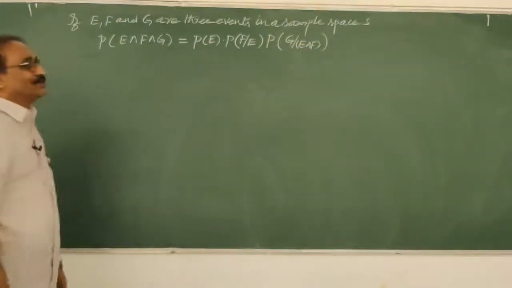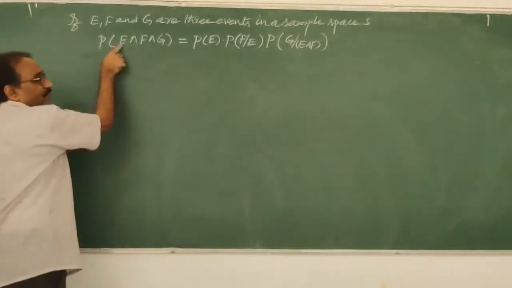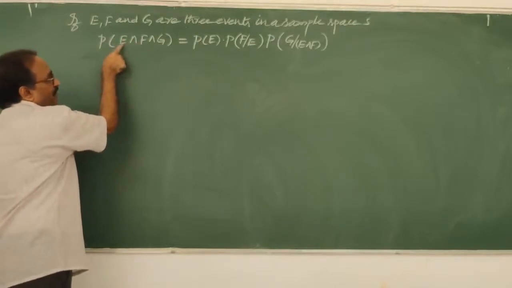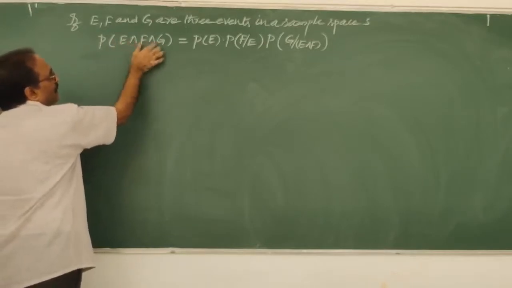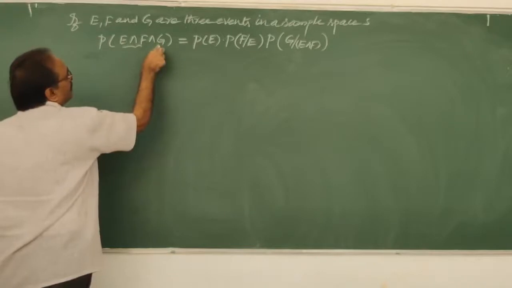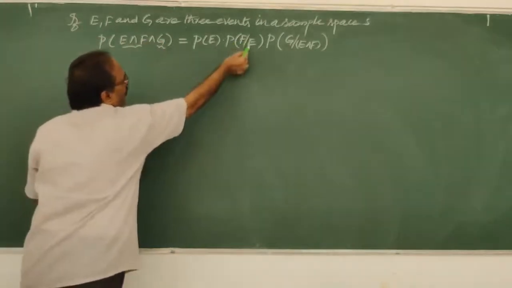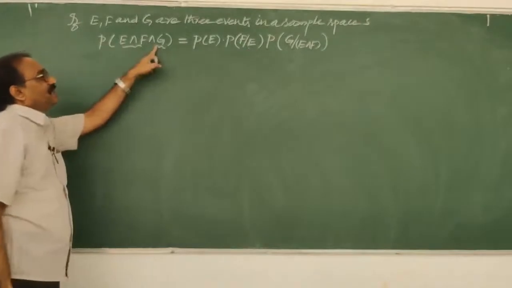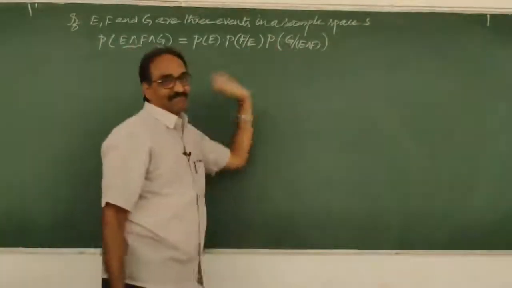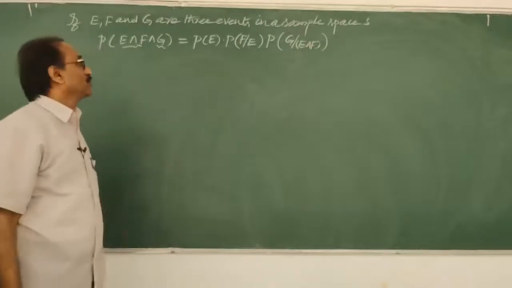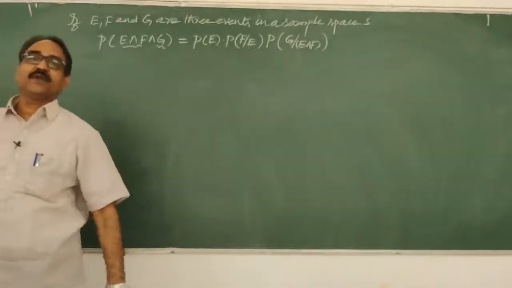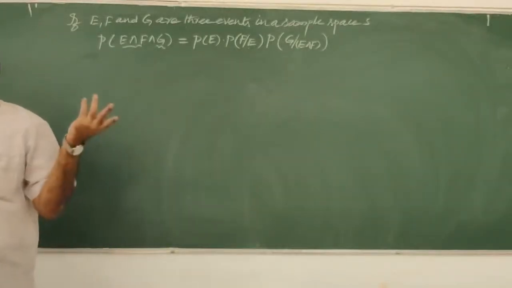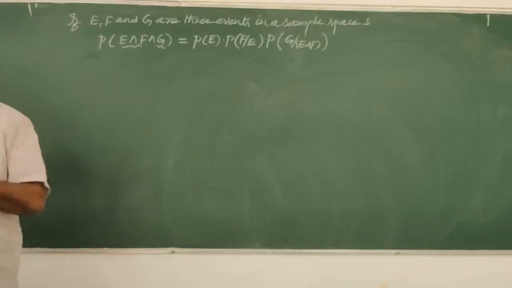That's all. So first P of E, next P of F given E, next P of G given this. Here F given E, and in place of F, G is there, and given means E intersection F is there. I think you understood now. So P of E into P of F given E into P of G given E intersection F, if you write this, then P of E intersection F intersection G will come. You keep this as a note. Okay?